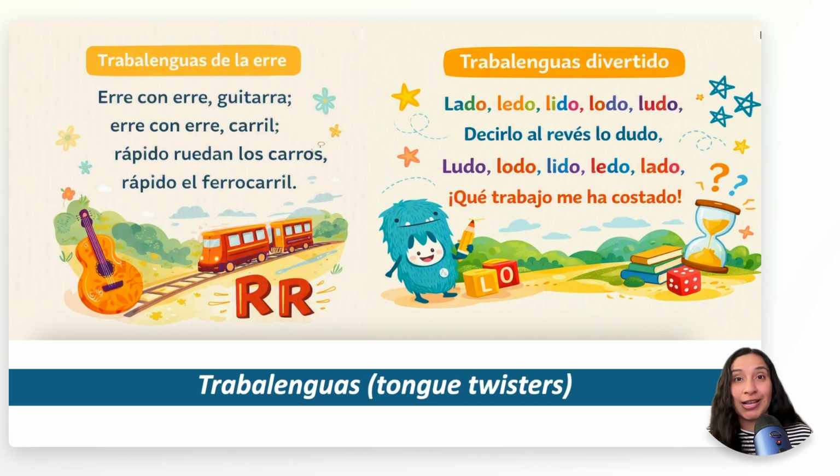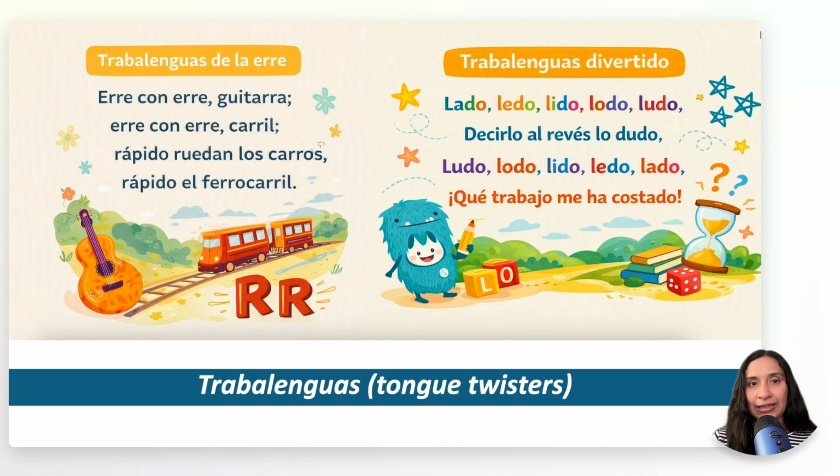So you can make mistakes. We all make mistakes. I make mistakes in English. Anyways, so we have R con R guitarra, R con R carril. Rápido ruedan los carros, rápido el ferrocarril. I'm gonna do it one more time slowly.